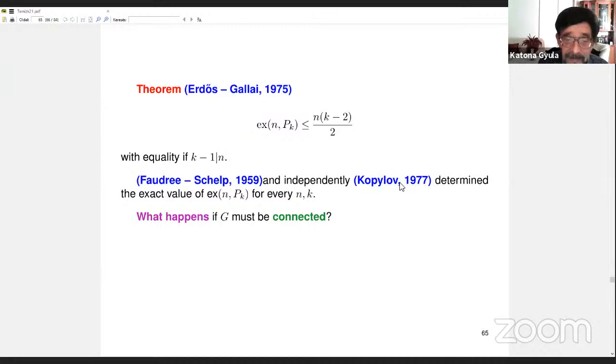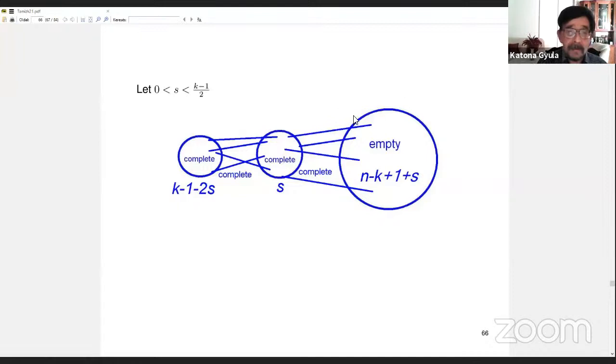But what happens if G must be connected? Because this is obviously very much not connected. And look at this graph. Here S is a parameter. This is a complete graph on S vertices, and this is an empty graph on this many vertices, joined as a complete bipartite graph. I don't want to prove it now, but you can feel that because this blocks the path, you cannot have a path with more than k minus one vertices.